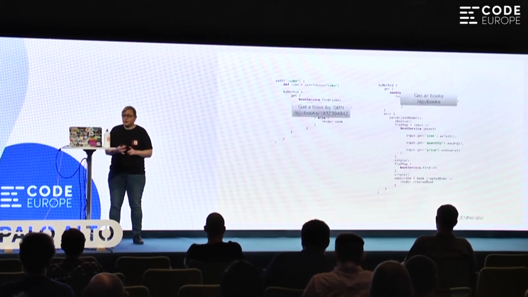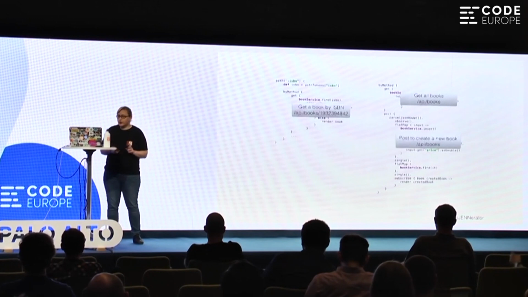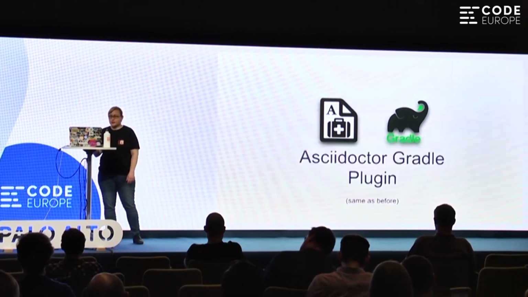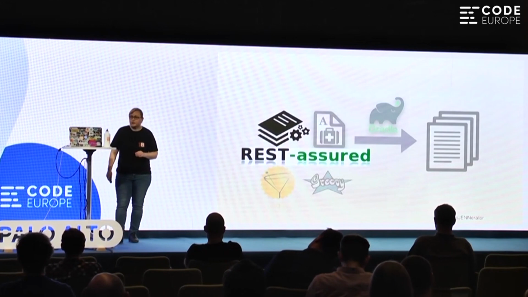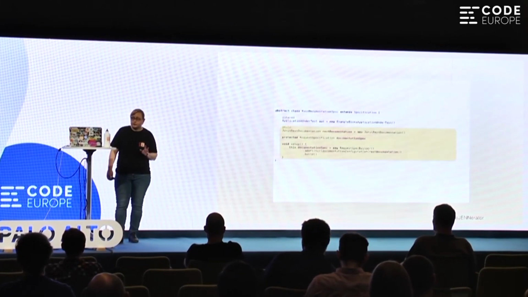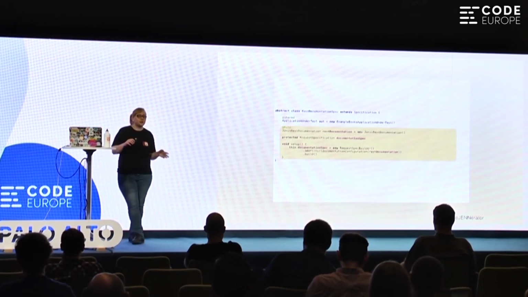It really looks pretty similar. So you're getting a book, you're getting all the books, you're creating a new book. We can run AsciiDoc, use the plugin, and do the same thing. The difference here is in REST Assured. REST Assured is a very different style of testing.